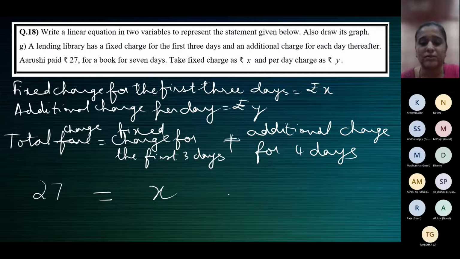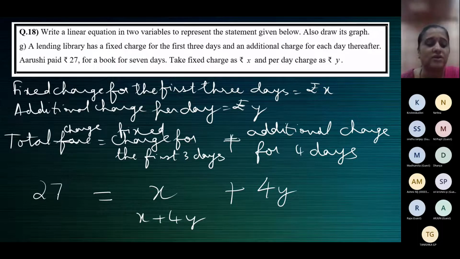Then plus the additional charge for 4 days. How do you calculate that? The charge for 1 additional day is Y rupees. For 4 additional days, 4Y rupees. 1 day, Y rupees. 2 days, Y plus Y. 3 days, Y plus Y plus Y. 4 days, Y plus Y plus Y plus Y. 4Y. So this is the equation. In the standard form, write this X as it is, plus 4Y as it is in the RHS. 27 from the LHS, transpose it to the RHS. So X plus 4Y minus 27 is equal to 0 is the required equation.